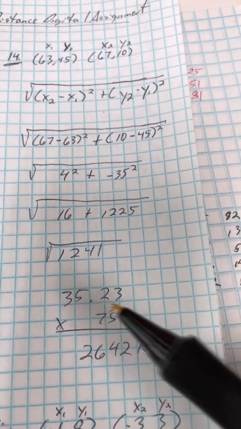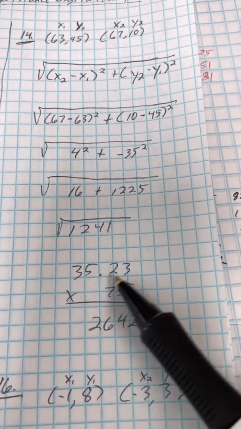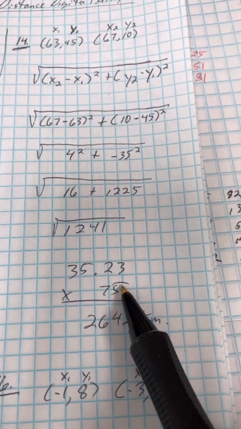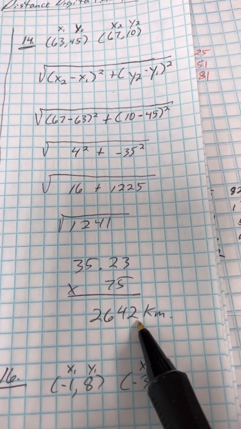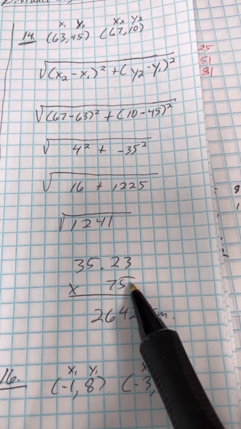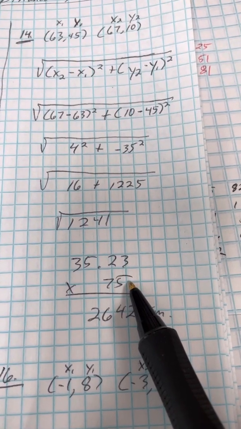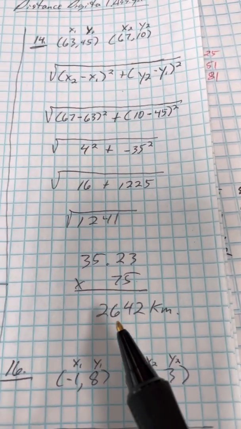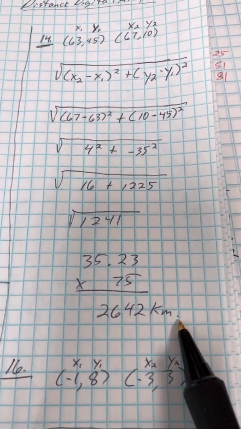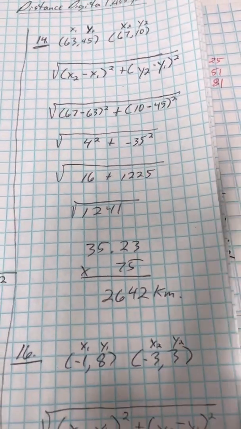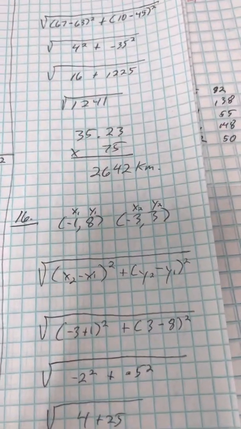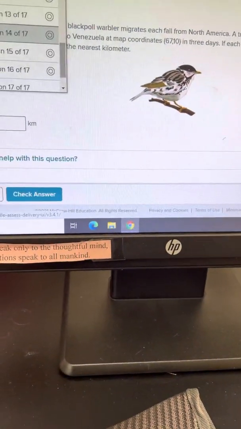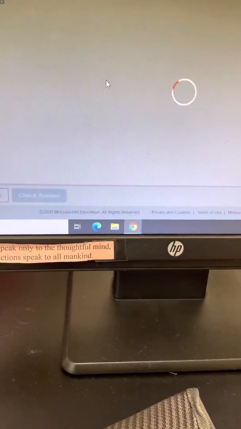Take the square root of that. You get something ugly like 35.23, and it goes on forever and ever. You multiply that by 75, which gives you 2,642, because each coordinate represents 75 kilometers. That's why I multiply by 75. So that's the total the bird flew in 3 days. Wow, that's amazing. 2,642.